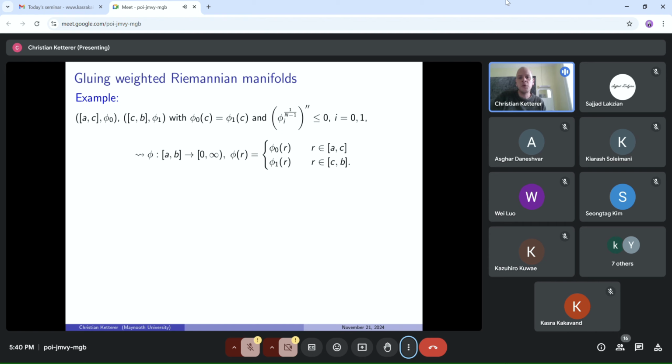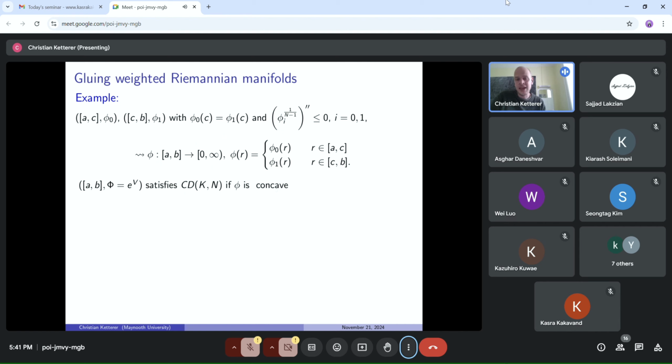And the question here is now, when does the resulting space again satisfy a Bakry Emery lower Ricci curvature bound? Or does it satisfy a curvature dimension condition? And the observation is that it satisfies the CD(K,N) condition if and only if phi is concave.